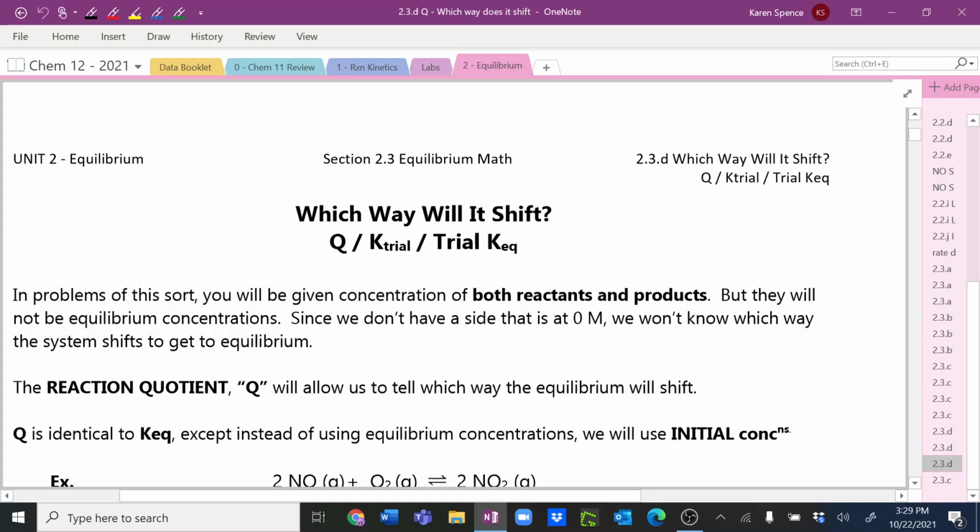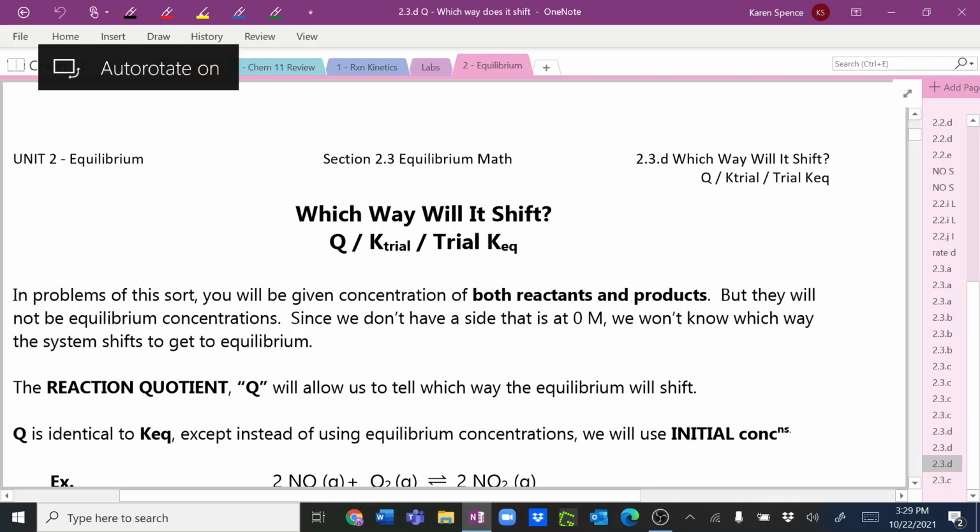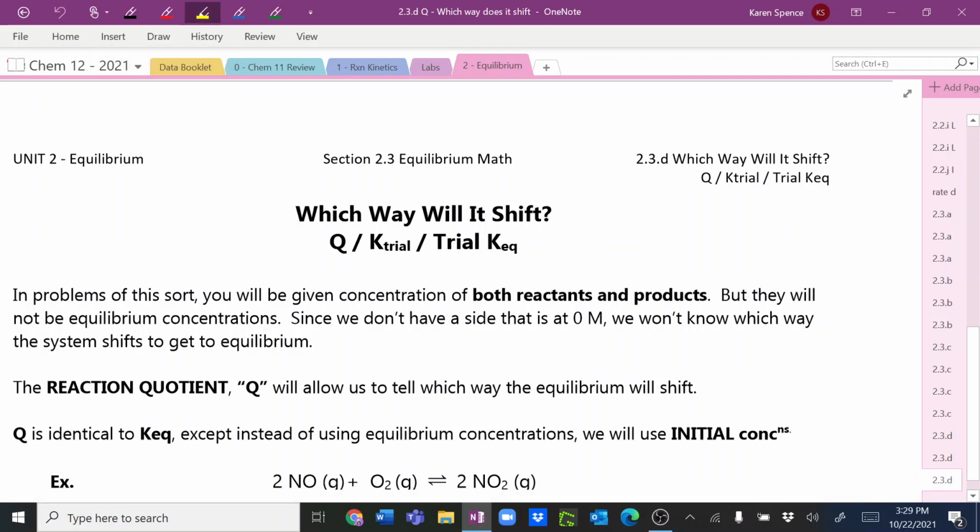All right, so today we are looking at predicting which way an equilibrium will shift. And we will be doing this using a tool called Q, which stands for the reaction quotient. You should also be aware that this is sometimes called a K-trial because we're trying out something but we're not sure we're at KEQ, or trial KEQ for the same reason.